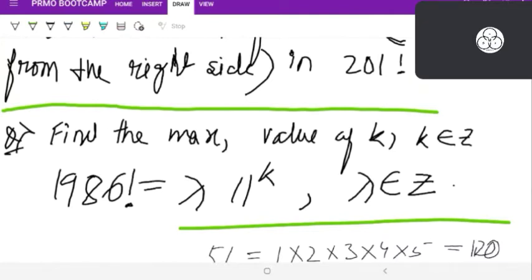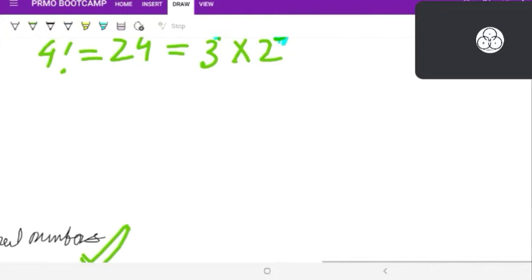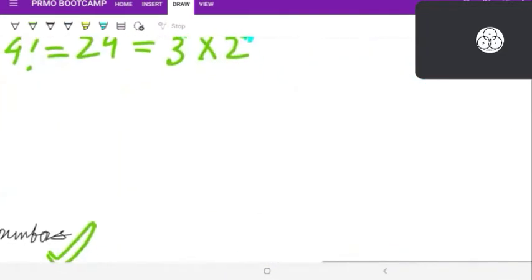Find the maximum value of k. Here k belongs to integers. So this is also a very simple thing. We have already solved this for 5 factorial. Similarly we can solve this, and 11 is also a prime, so this will be very easy for us.